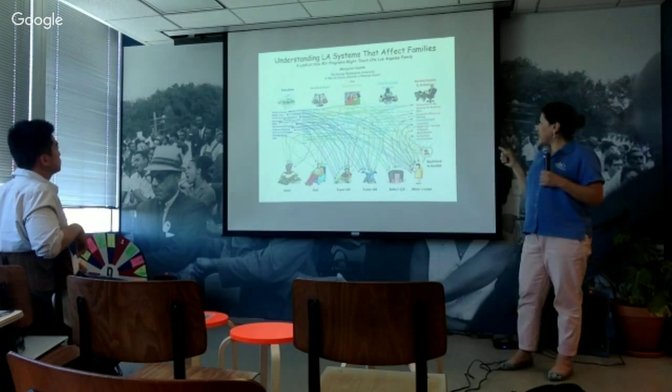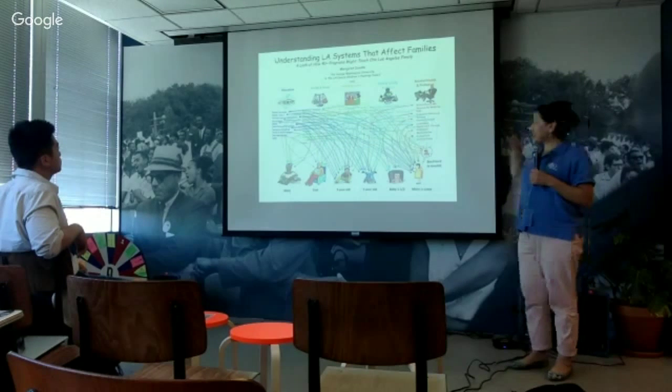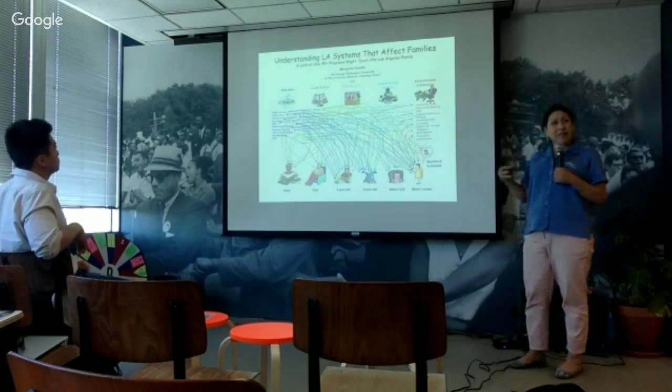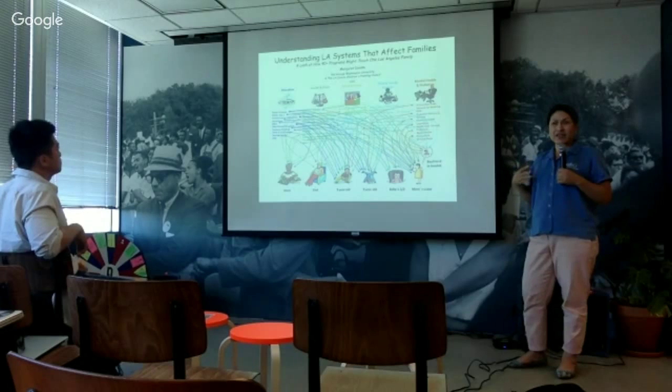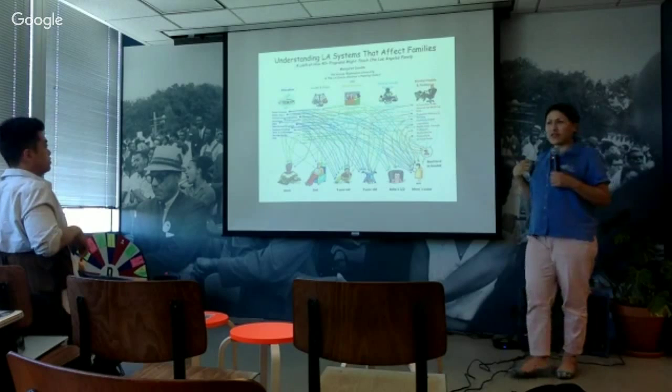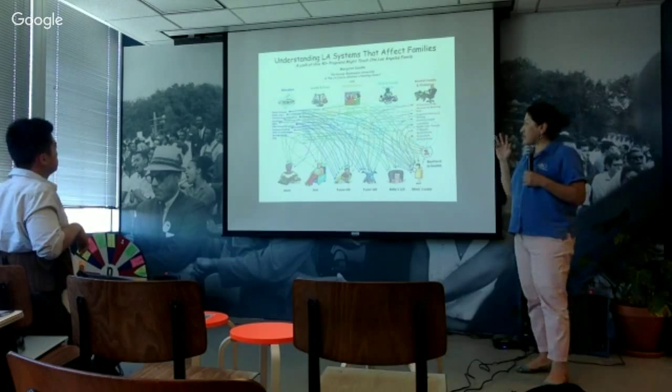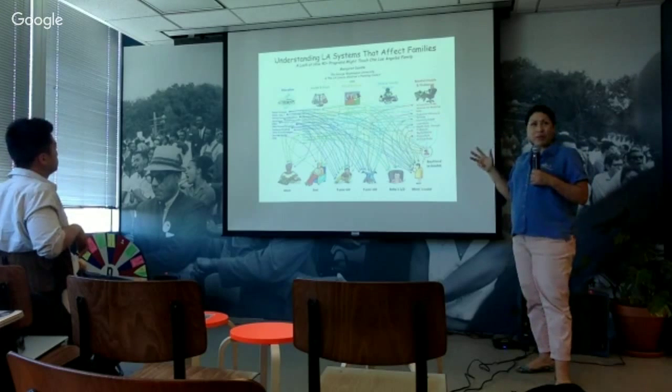This diagram was created by Margaret Dunkel, who is a policy scholar, because she was using it to show how difficult it is for families to navigate services. And she came to 211 and asked us to start looking at a simplified process for families with children with developmental delays and autism. And through that process, we've learned so much about how to help people.